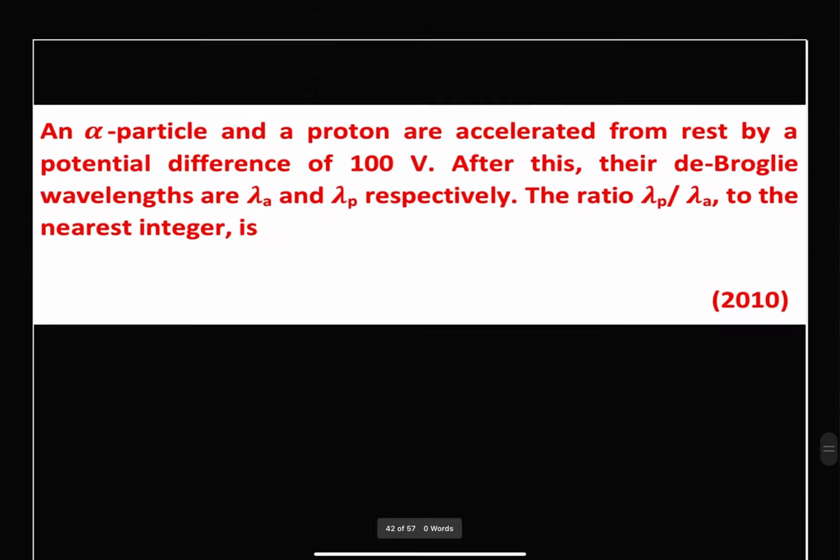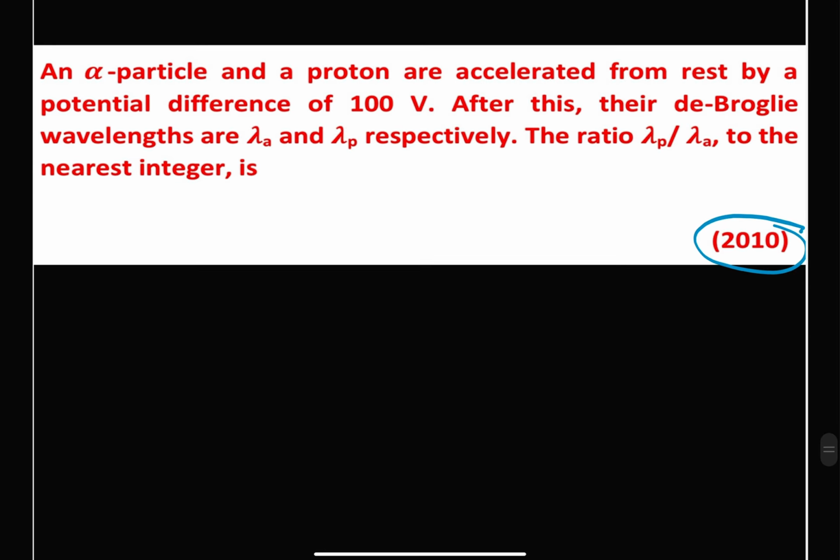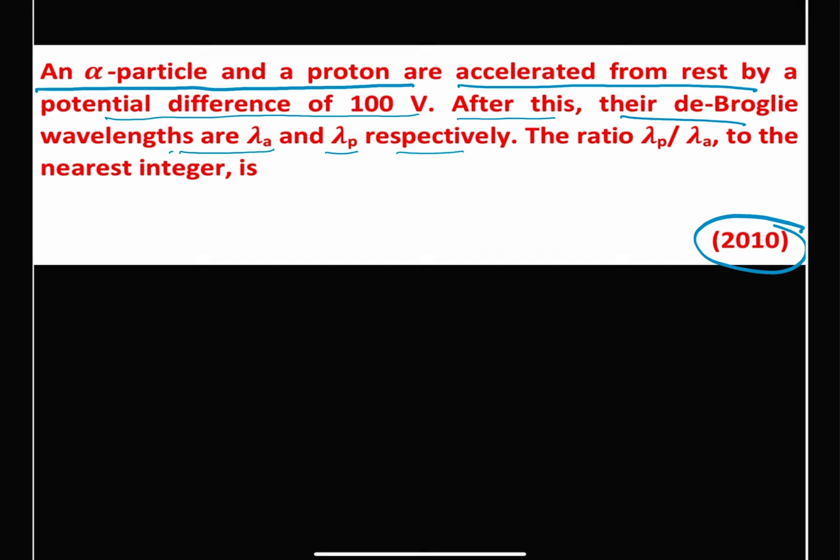Next question. It was asked in the year 2010, and it states that an alpha particle and a proton are accelerated from rest by a potential difference of 100 volt. After this, their de-Broglie wavelengths are lambda alpha and lambda p respectively. Then the ratio of lambda p upon lambda alpha, nearest integer, is. So we have to find the ratio of their de-Broglie wavelengths when they are accelerated through the same potential, that is V.